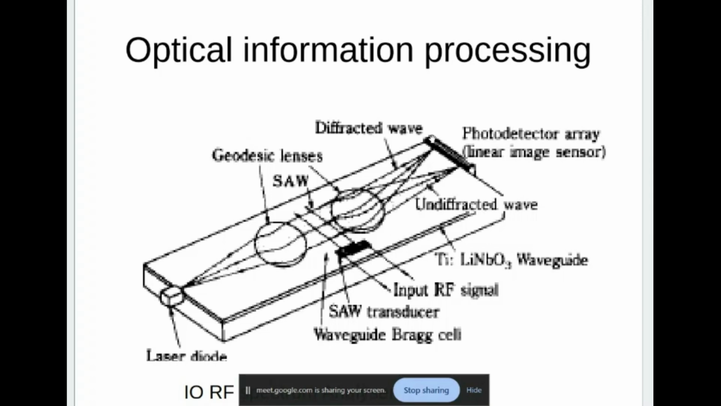Correspondingly, you get the spectrum at the photodetector array. There are n number of photodetectors, each one corresponding to a different spike, and you can get a very good spectrum analysis.